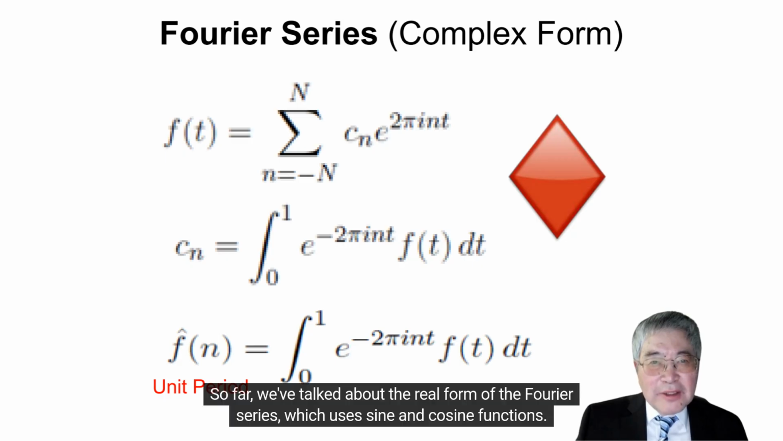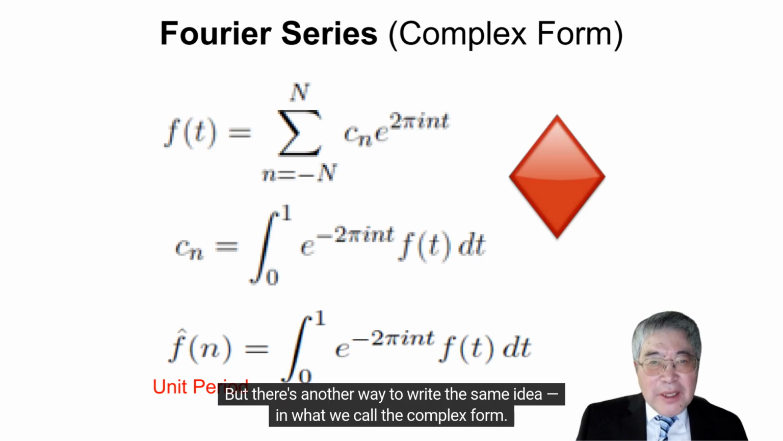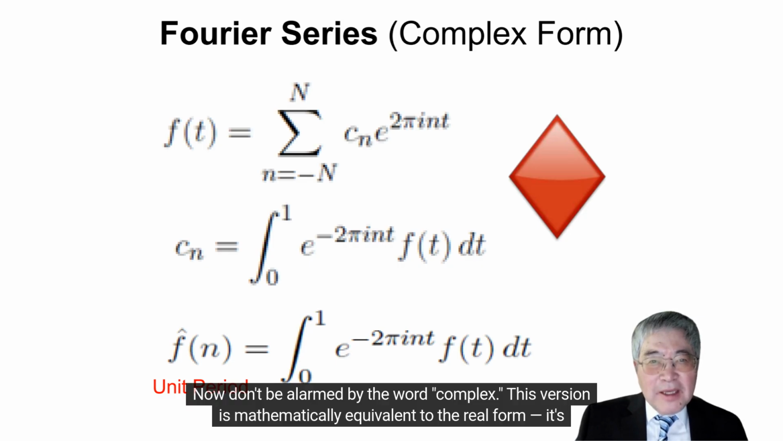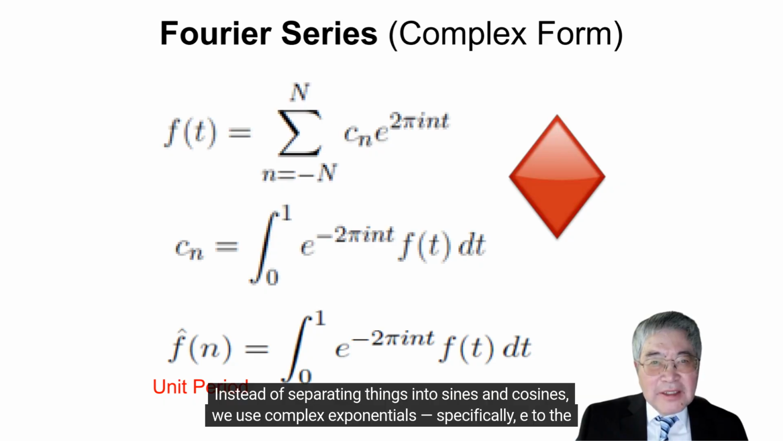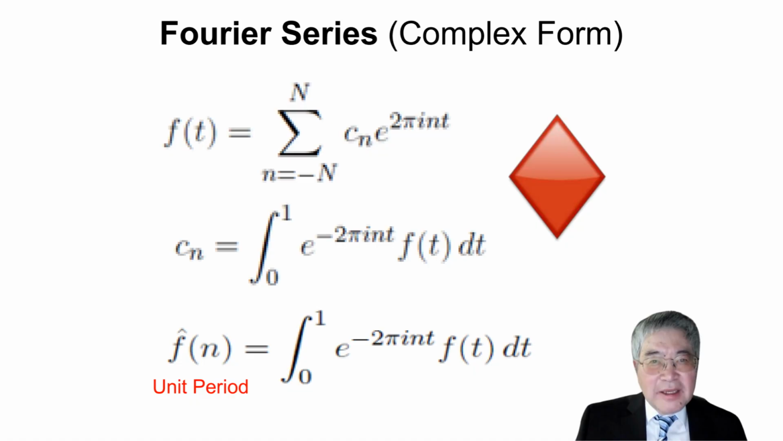So far, we've talked about the real form of the Fourier series, which uses sine and cosine functions. But there's another way to write the same idea, in what we call the complex form. Now don't be alarmed by the word complex. This version is mathematically equivalent to the real form, it's just more compact and elegant. Instead of separating things into sines and cosines, we use complex exponentials, specifically e to the power of 2 pi int. That's Euler's formula at work.